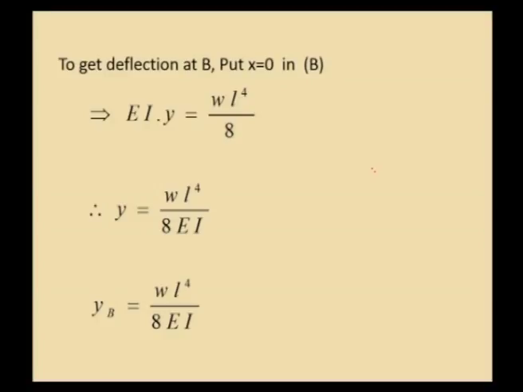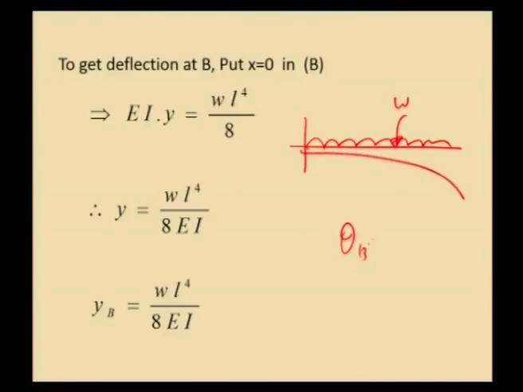To get deflection at B, put x equal to 0 in the deflection equation, thereby we get E I y equal to W L power 4 by 8, or y equal to W L power 4 by 8 E I. We can represent this as y suffix B, that is deflection at B, equal to W L power 4 by 8 E I. So, when we have a cantilever beam subjected to uniformly distributed load over the entire span, the deflection will be like this. Slope at B will be equal to minus W L cube by 6 E I, and deflection at B, this is A and this is B, equal to W L power 4 by 8 E I.